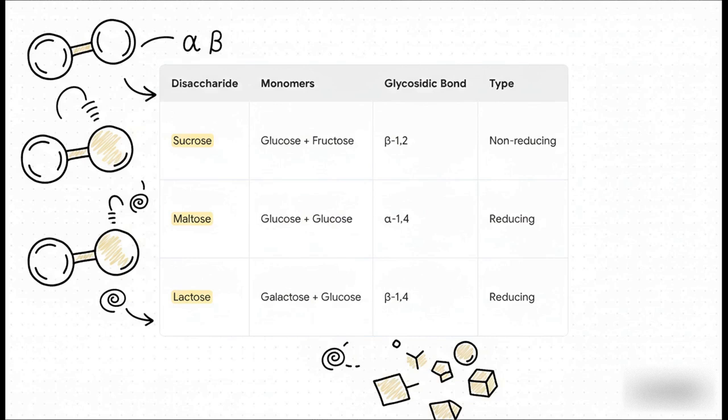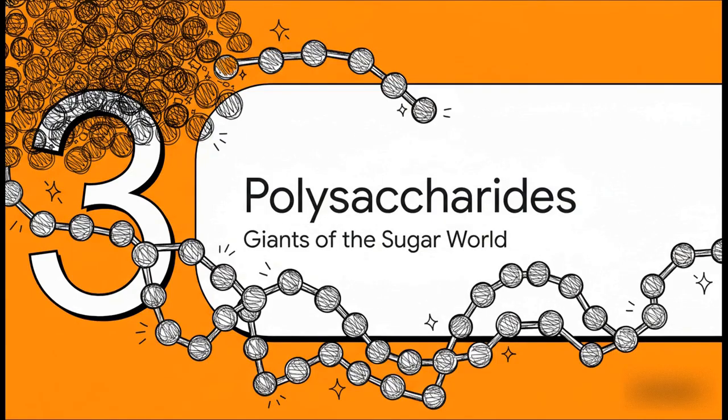So let's just recap that real quick. We've got 3 different pairs of sugars, joined by 3 different bonds, and they result in 3 totally distinct molecules. The big takeaway here is that everything matters. Which monomers you use, what kind of bond you make, alpha or beta, and which carbons you connect. All of that gives each disaccharide its own unique personality and properties. All right, you with me? Good, because now we're going to scale up.